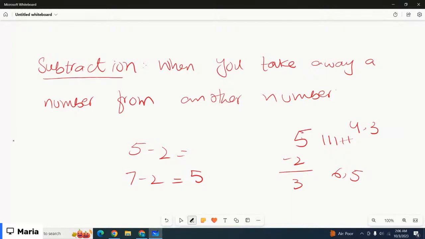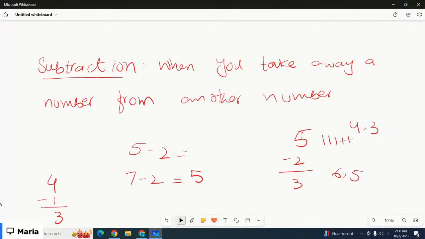Let's just do another example. The other example is 4 take away 1. So which is the correct option? When you subtract 1, subtracting 1 means you need to go back 1, right? So 4 take away 1 equals 3.